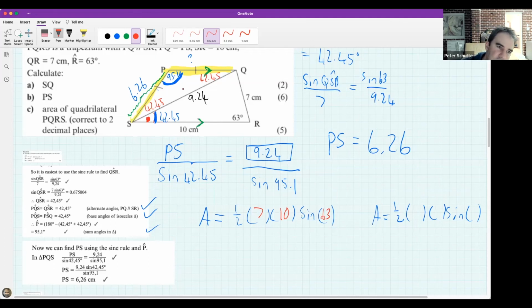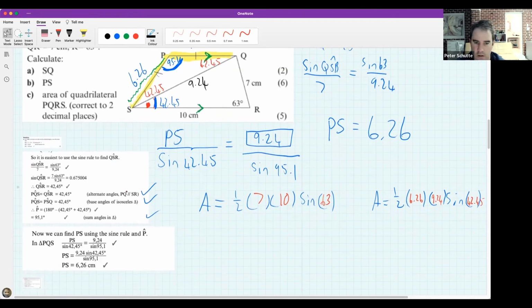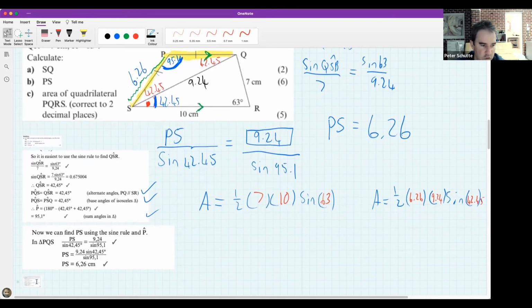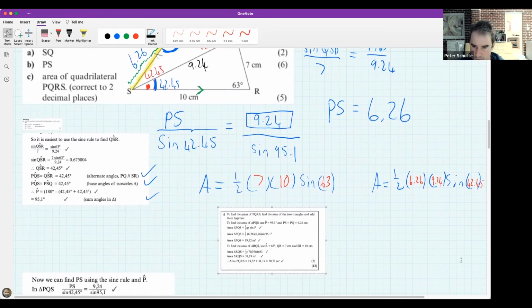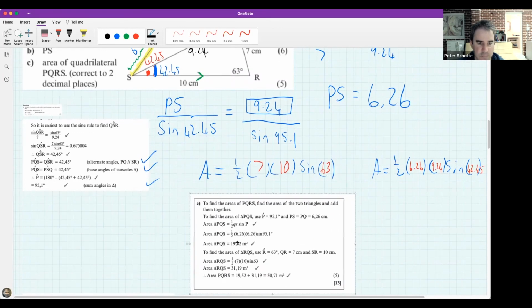So I think over here, look, we've got 6.26, and then we've got 9.24. And then between those, we've got 42.45. So the good news is the more you do of these, the more predictable they become. Let's just see if I can bring that up for you. It looks like an absolute mouthful. You should have got around 50.71. So it should look something like that.